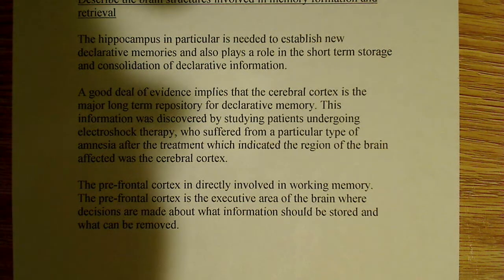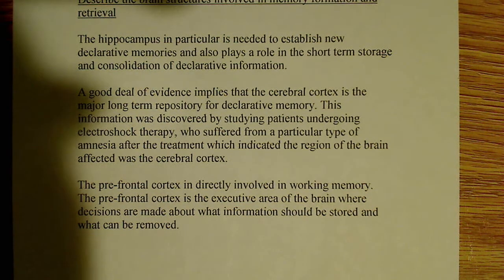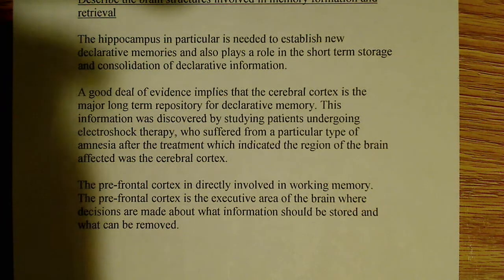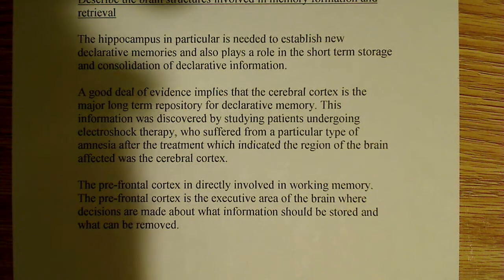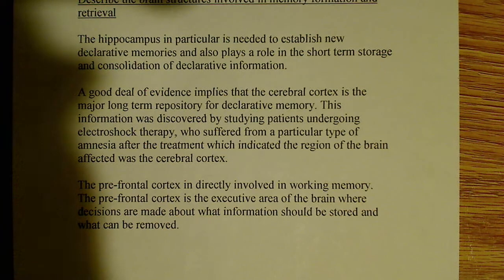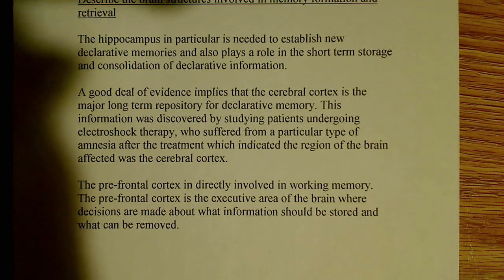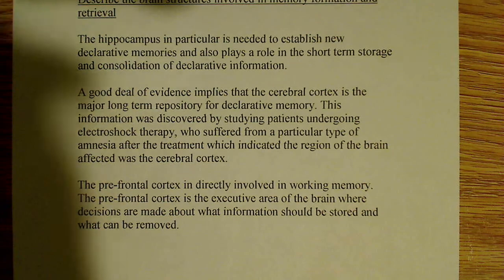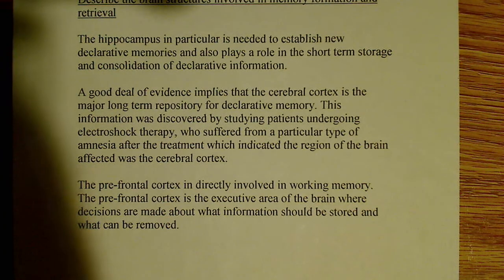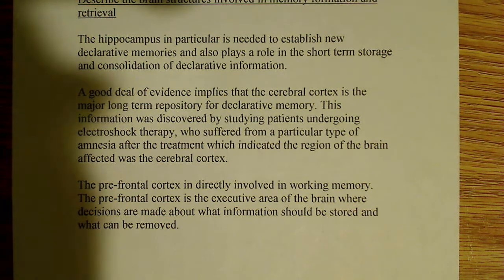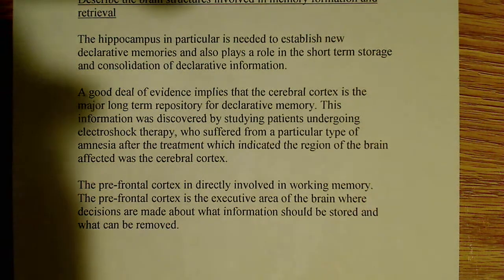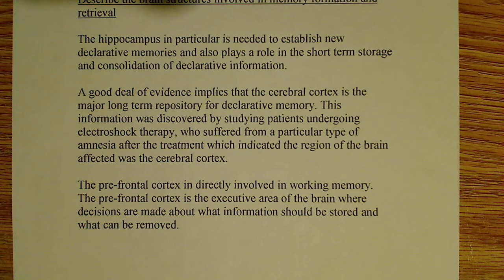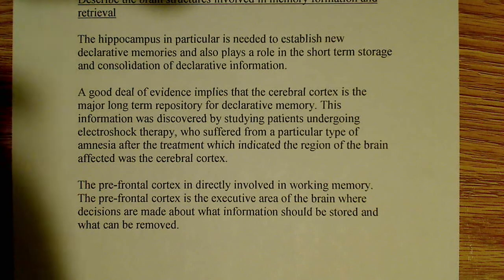This information was discovered by studying patients undergoing electroshock therapy. Okay, so people were getting this electroshock therapy, and then they were investigating what's going on with them. And what they were finding was they had this form of amnesia. Okay, they couldn't remember. They had a loss of memory. And with this loss of memory, the area that was damaged was the cerebral cortex. Okay, and after the treatment, they found that the region of the brain that was affected was the cerebral cortex. And that's how they started discovering.